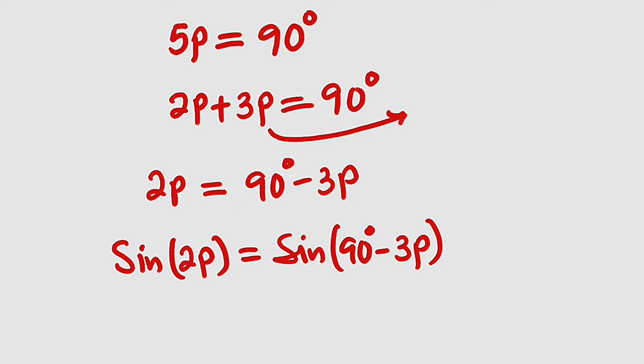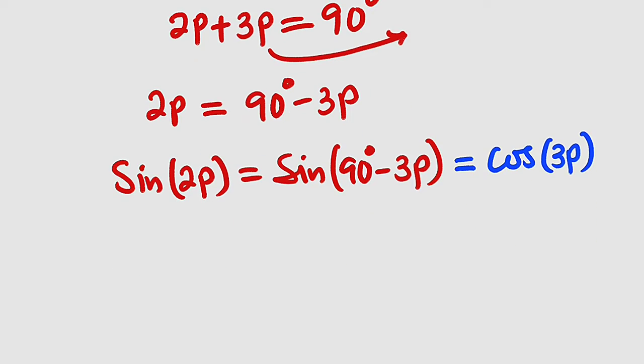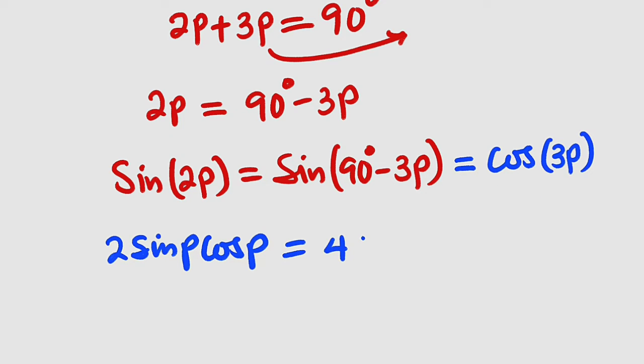Sine of 90 degrees minus 3p is the same thing as cosine of 3p. This is always true if the sum of the arguments equals 90 degrees. If you add them, you get 90 degrees. Therefore, sine of 90 degrees minus theta is the same thing as cosine theta. You should remember that. To the left hand side, we can expand using the double angle formula: 2 sine p cos p. And cosine of 3p is equal to 4 cosine cube p minus 3 cosine p.